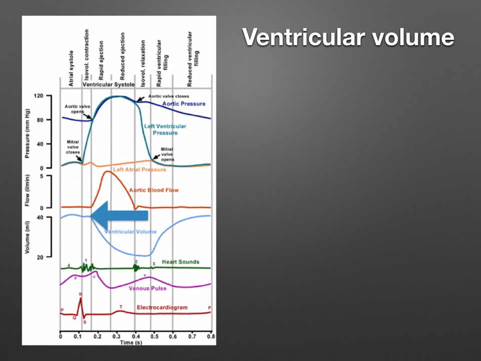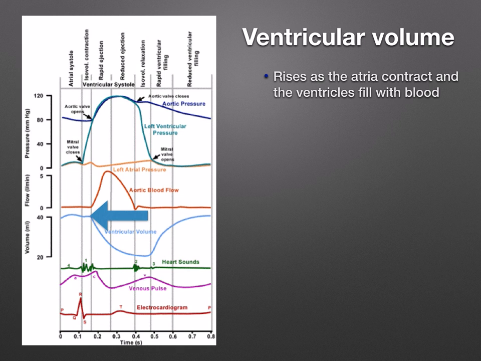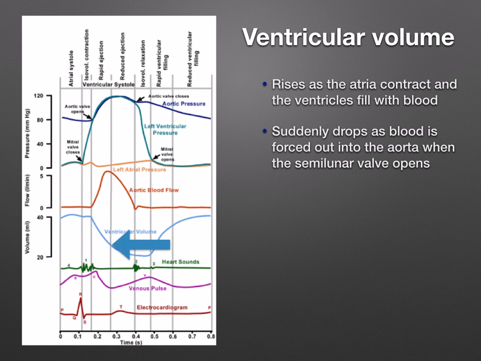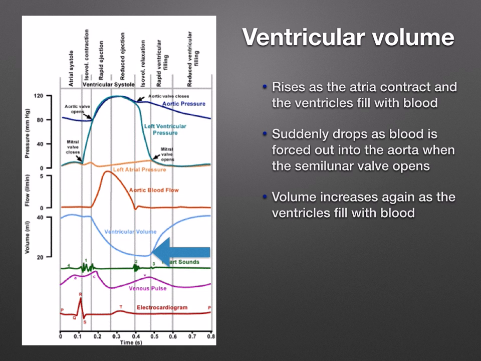So let's have a look at the ventricular volume. The ventricular volume rises as the atria contract and the ventricles start to fill with blood. Then there's a sudden drop as the blood is forced out of the ventricles into the aorta when the semilunar valves are open. The volume increases again as the ventricles fill up with blood again.